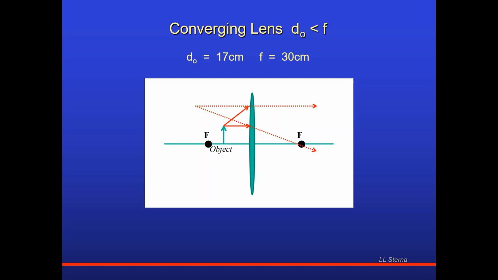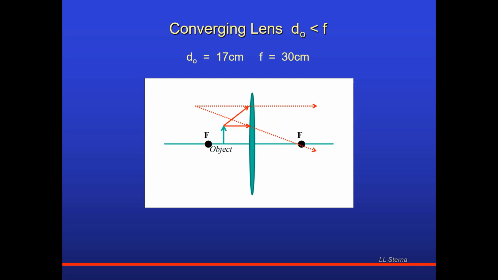Therefore, this diagram is going to be general. For any converging lens, DO smaller than F, you get a virtual image before the lens.